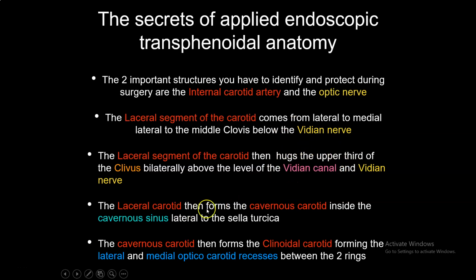And the lateral carotid, after that, as we said, forms the cavernous carotid inside the cavernous sinus, lateral to the sella turcica. And the cavernous carotid, as you remember, forms the clinoidal carotid, forming the lateral and medial optic carotid recesses between the 2 rings. You remember the proximal and distal rings of the carotid. You will see it now.